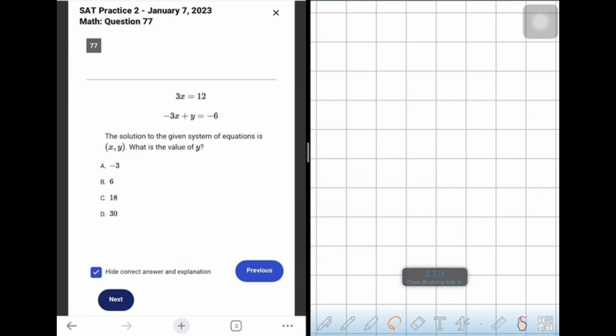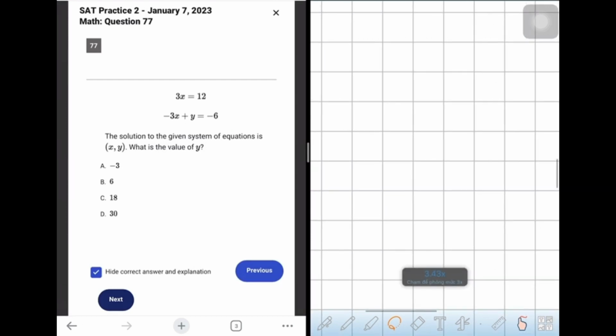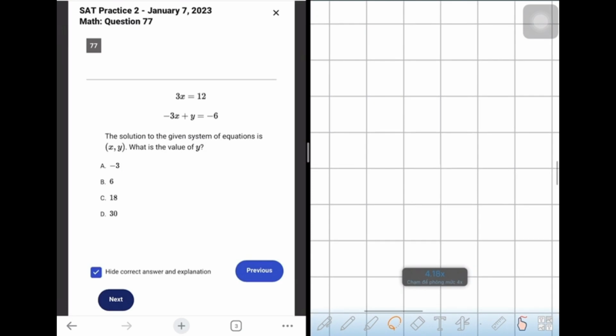Okay, now the solution to the given system of equations. You can solve it by hand or with your calculator, whatever. I think it's a very easy one. Because I'm the lazy girl, I just use my calculator. The solution is x equal 4, y equal 6, so my answer is B.